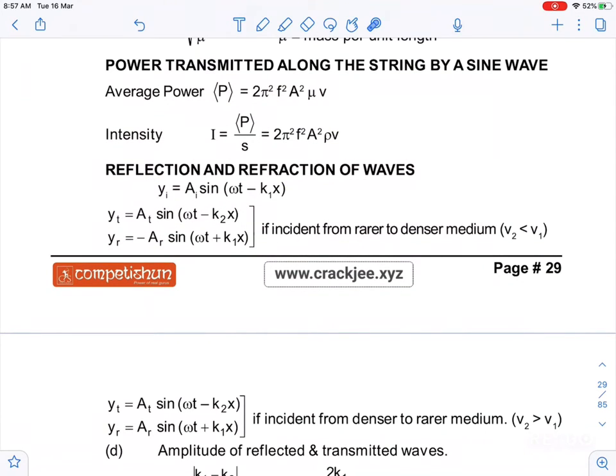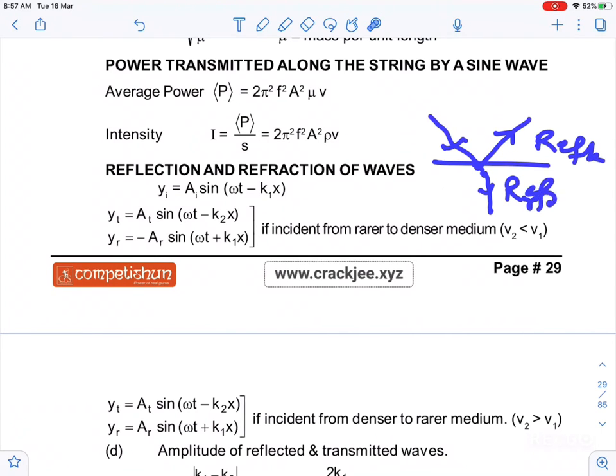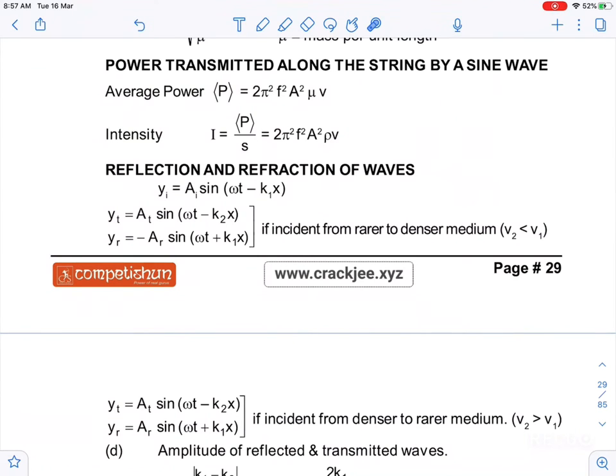Now guys, what is a reflected and refracted wave? Suppose a wave is incident here. So what will happen? Some wave will come into this medium, some wave will go like this. So this is known as the refracted wave, and this is the reflected wave. So for reflected and refracted waves, you can write expressions like that.